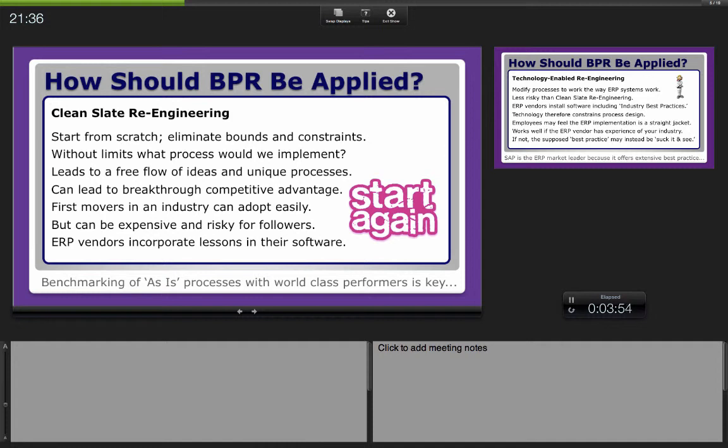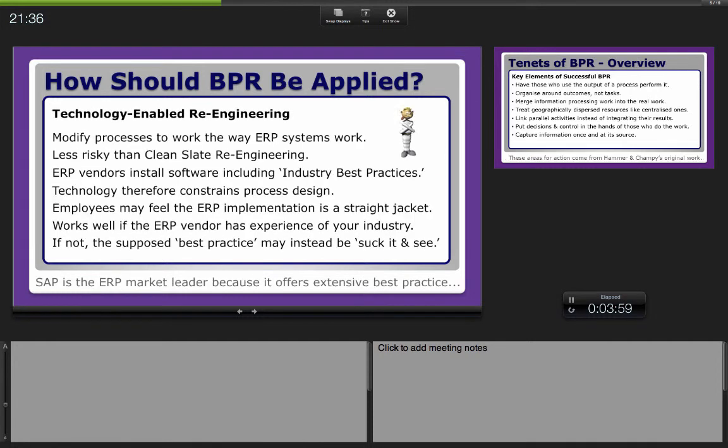So we think about benchmarking of as-is processes with world-class performers to see how well our processes have gone, and benchmarking is quite a good thing to do. Technology-enabled re-engineering is a kind of more continuous approach to business process improvement, and we do that with ERP systems, for example. The downside of that will be that if you don't follow those best practices, and there have been some instances in the past where companies actually modified the software to work more like how the company worked, thus doing away with the benefits of all those best practices that were built into the software.